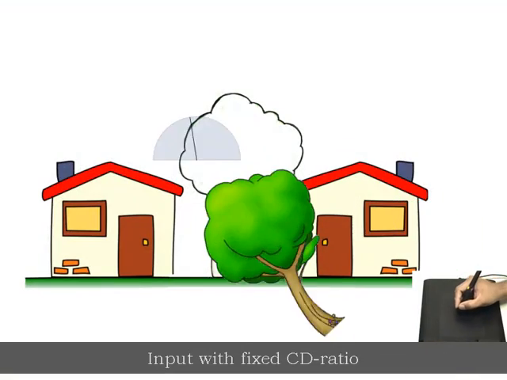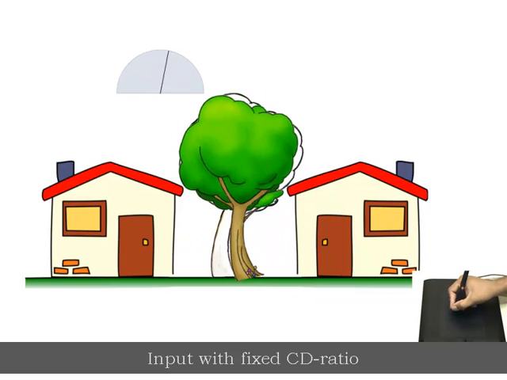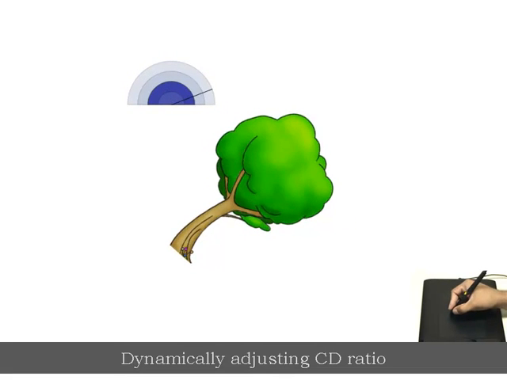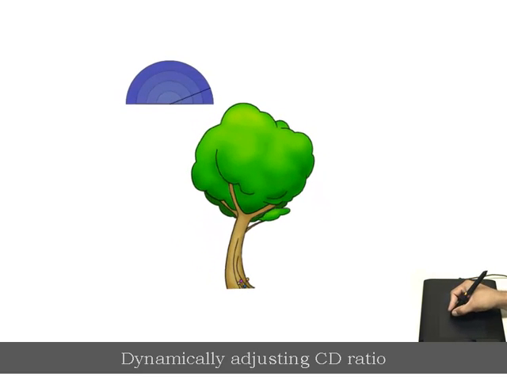Input with a fixed CD ratio is sometimes error-prone. In this example, users can rotate the object with pen rolling. With A-Coord input, pressure can be used to adjust the CD ratio of the roll. The user applies more pressure to get a higher CD ratio.